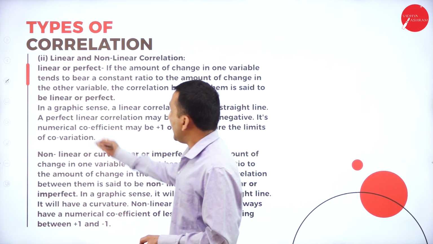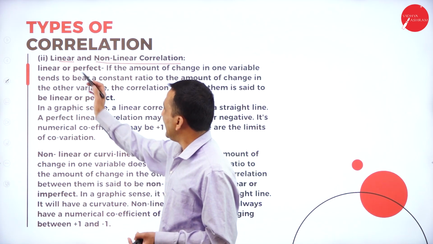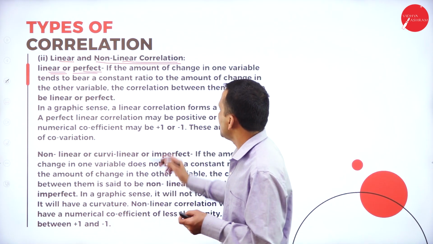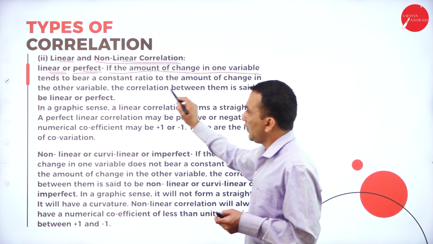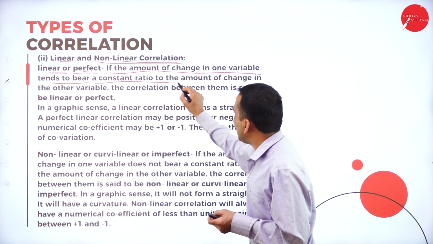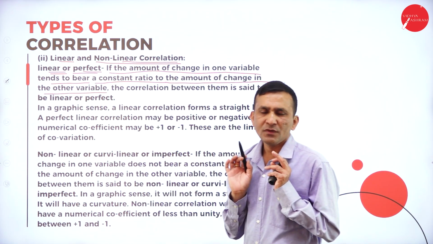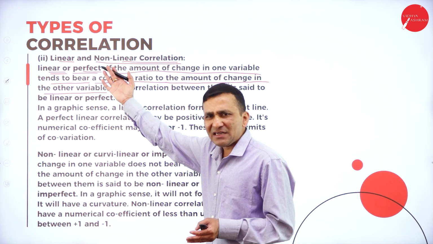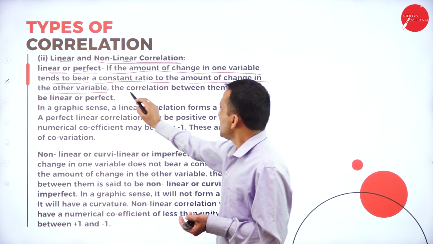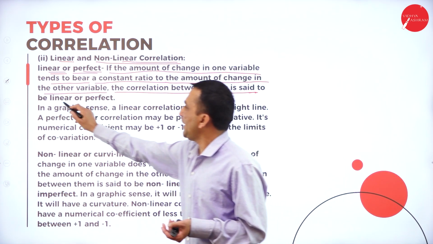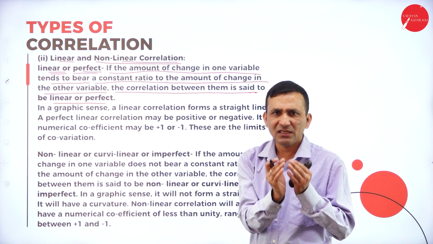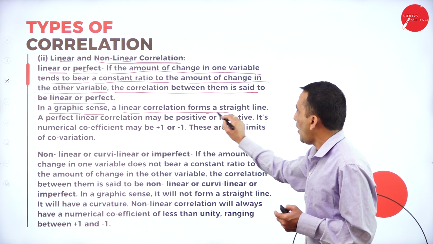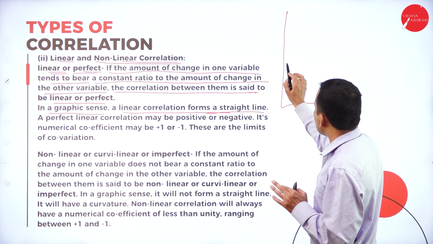Next, linear and non-linear correlation. Linear means perfect. If the amount of change in one variable bears a constant ratio to the amount of change in the other variable, that is linear or perfect, related to the ratio. If there is a 5% increase here and the same 5% increase there, the correlation is said to be linear and perfect. If the price changes 10% and demand 10%. In a graphical sense, linear correlation forms a straight line.